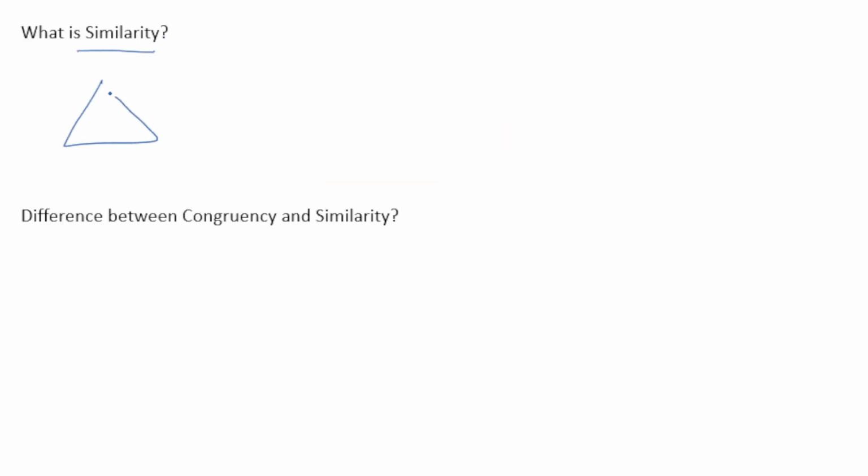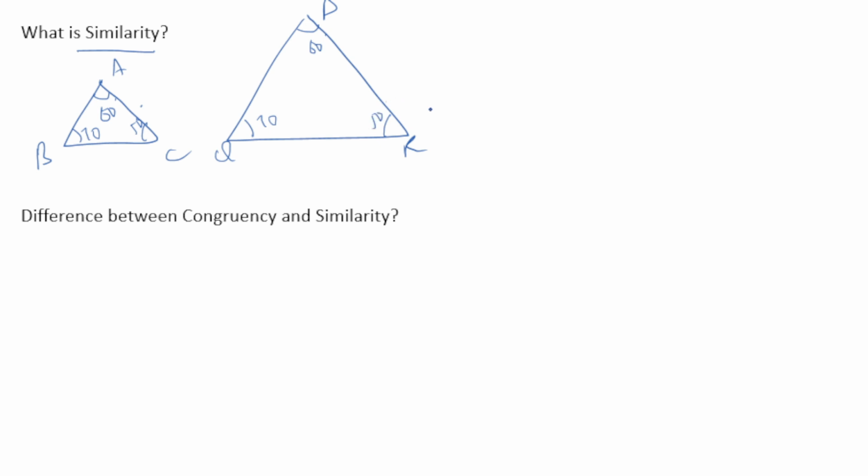If you take two triangles, we will take triangle ABC and another triangle PQR. Here we are taking two triangles, and the angles are 60 degrees, 70 degrees and 50 degrees in one, and in the other the angles are 60, 70 and 50 degrees. Now if you see, angle A is equal to angle P, it is 60 degrees, angle B is equal to angle Q, it is 70 degrees, and angle C is equal to angle R, it is 50 degrees.